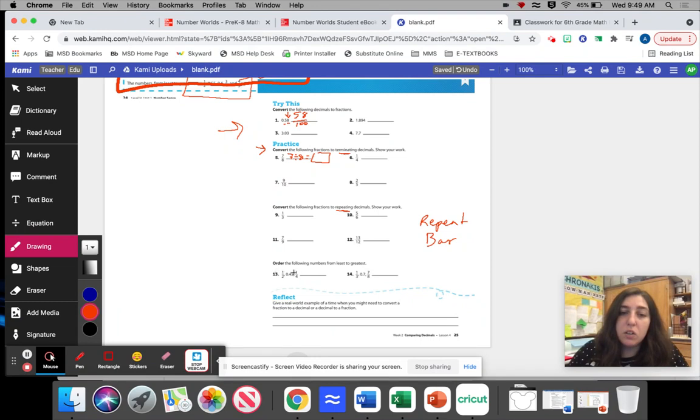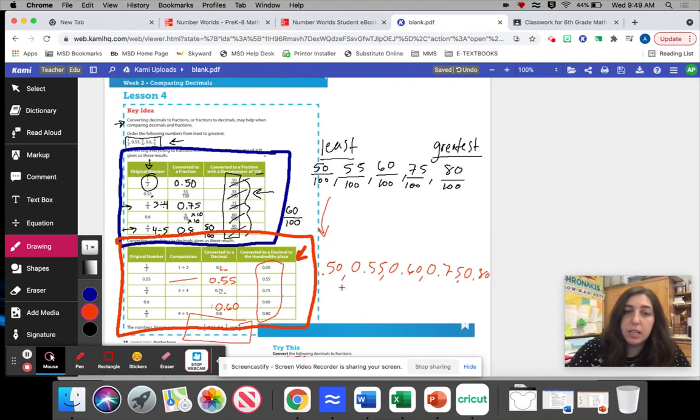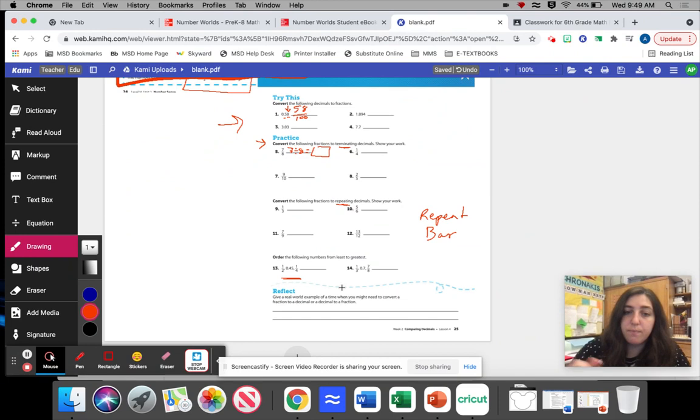And then it's asking you to order the following numbers from least to greatest. So they give you these numbers. Make sure to either put them all in decimal form or all in fraction form and order them from least to greatest, just like we did here in the key idea section. And then, of course, do the reflection. And that's lesson 4.